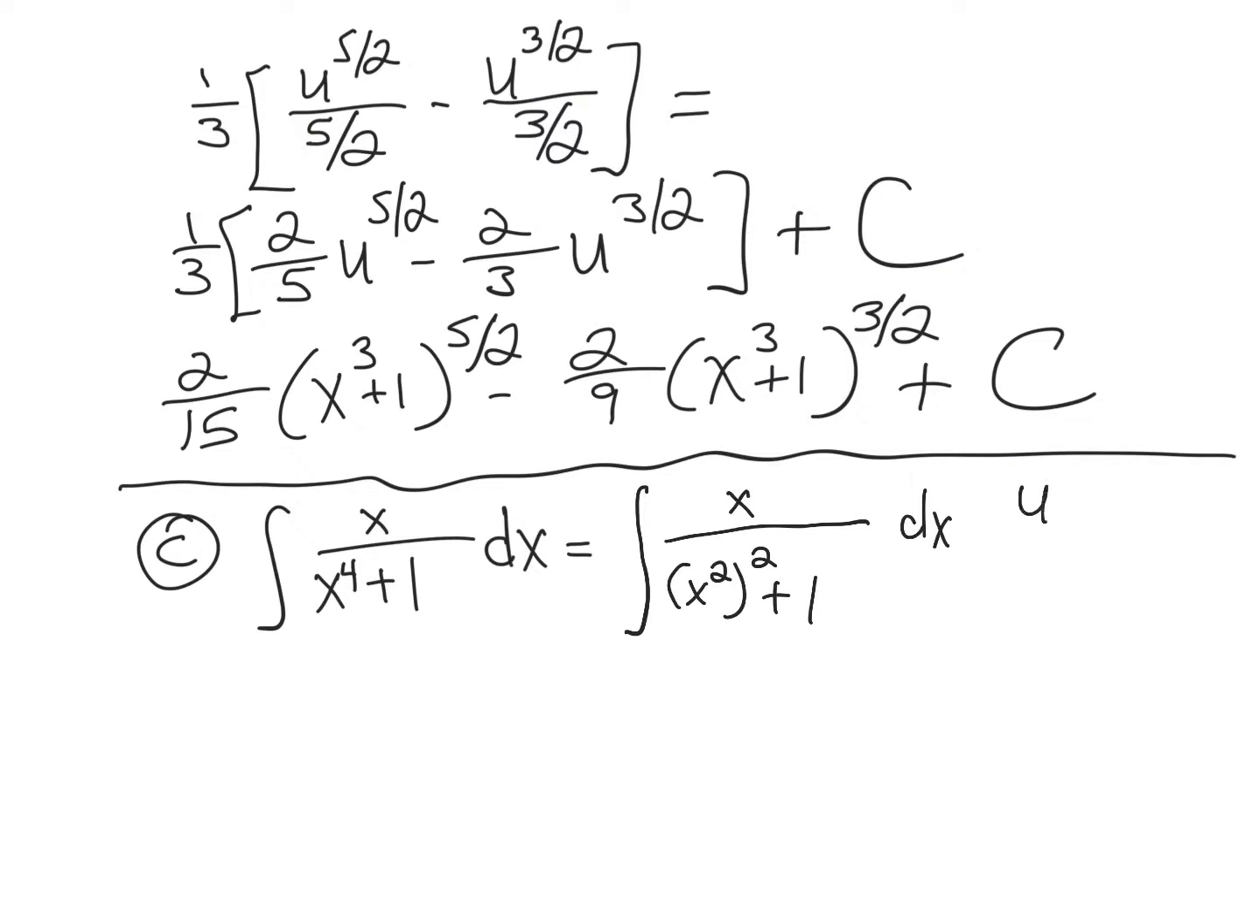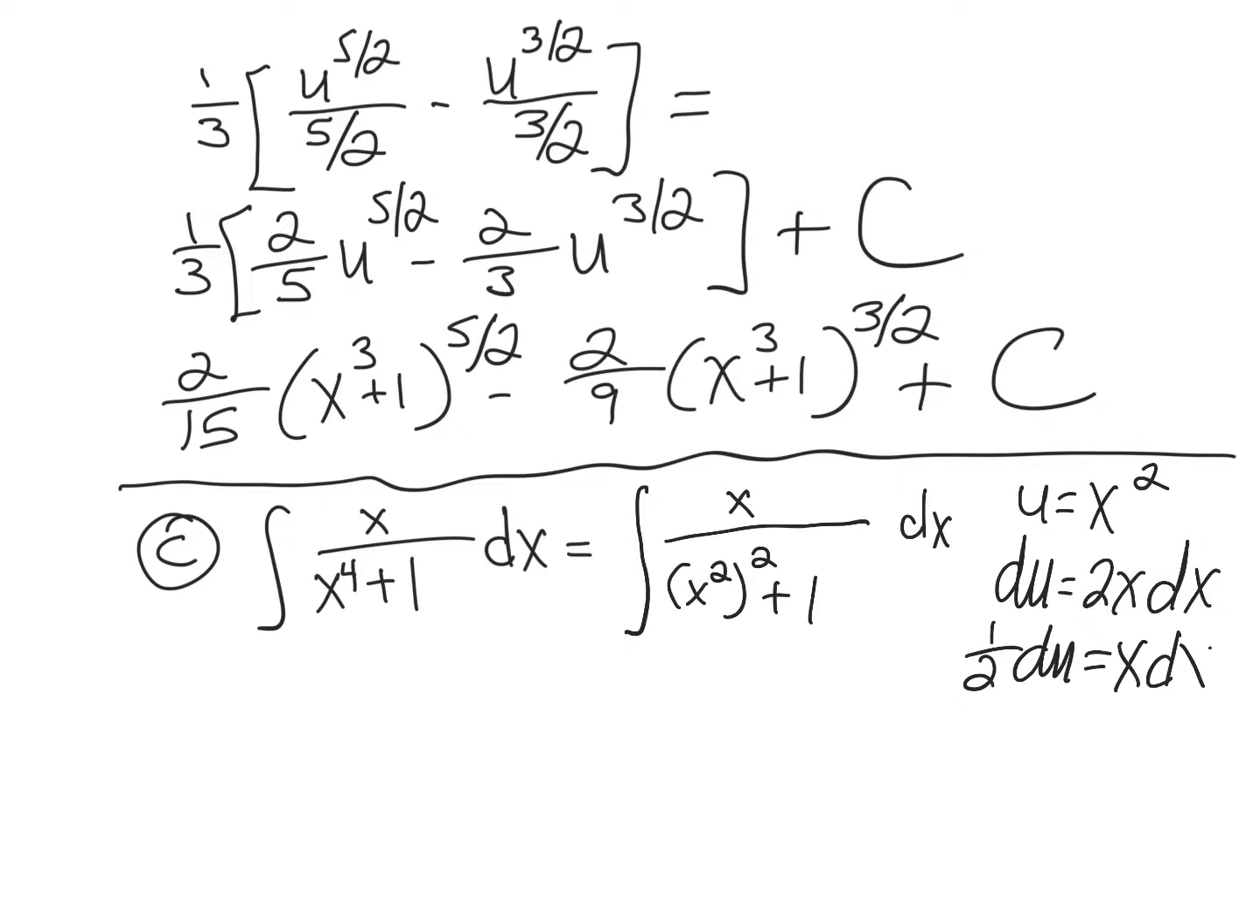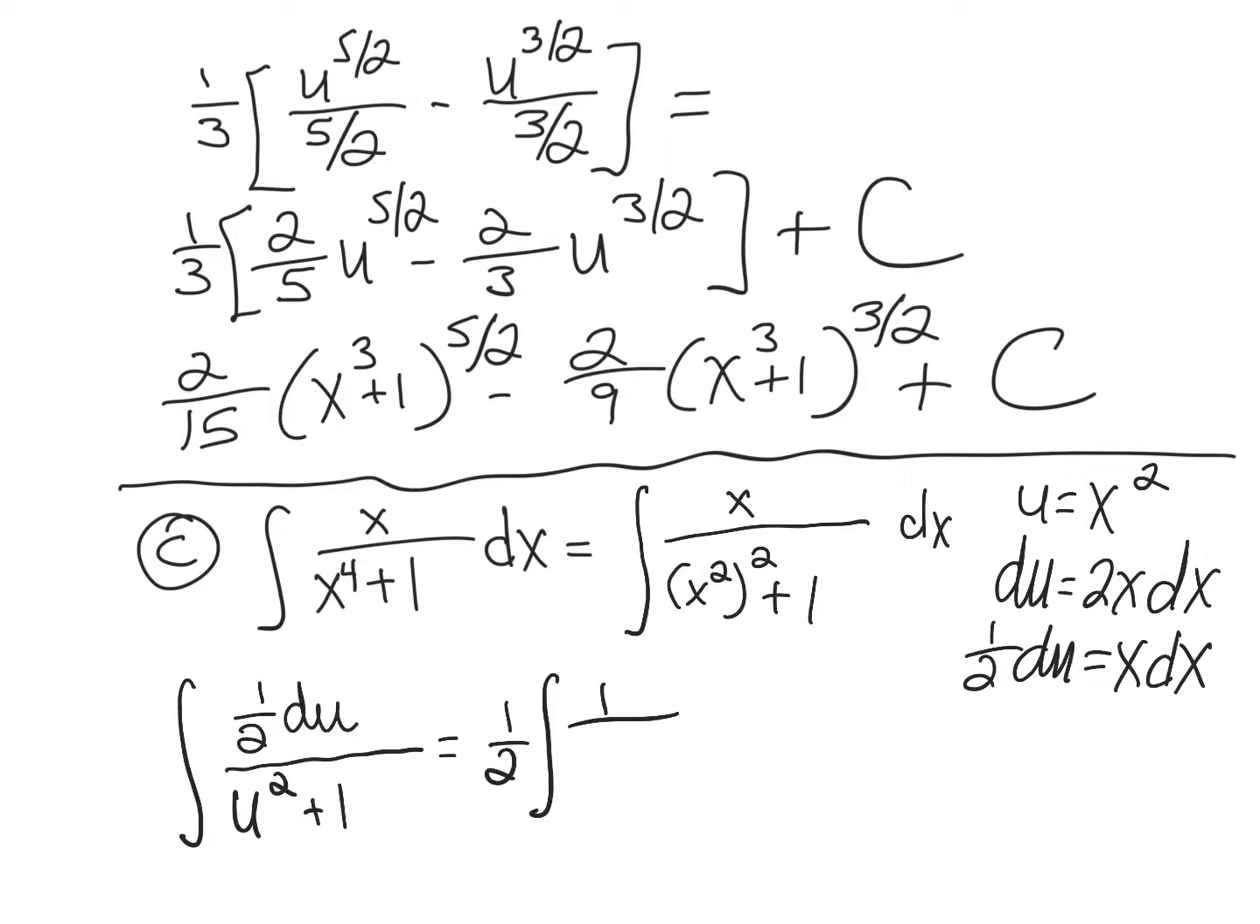This is the key. In this example, we do not want u to be the entire denominator. We want u to be x squared. If u is x squared, du is 2x dx. 1/2 du is x dx. And so we go back to the integral and transform it to an integral in variable u. x dx is 1/2 du. x squared is u, but then it's squared, so it's u squared plus 1 in the denominator. So it's 1/2 times the antiderivative of 1 over u squared plus 1 du.